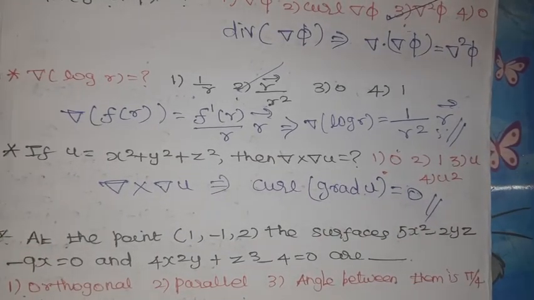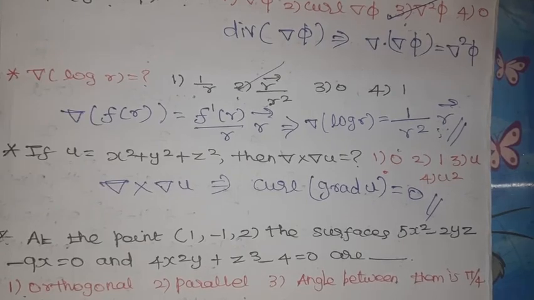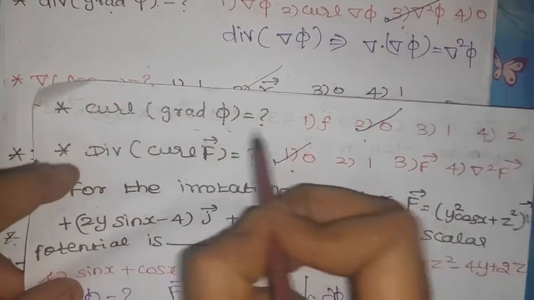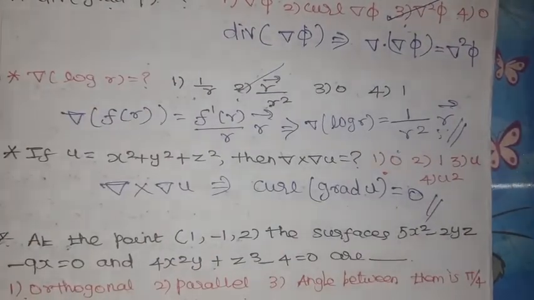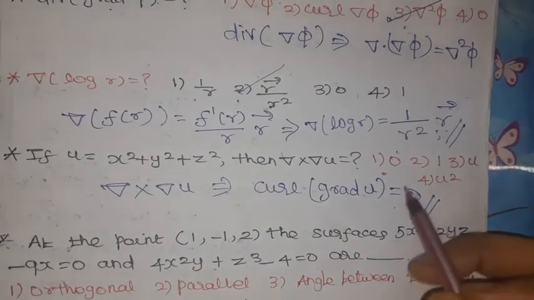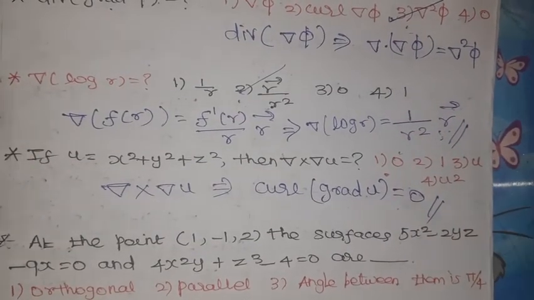Previously we have seen curl of grad phi equal to 0 only. This is a standard formula. So curl of grad u, you can blindly take it as 0. No need to solve and waste your time.